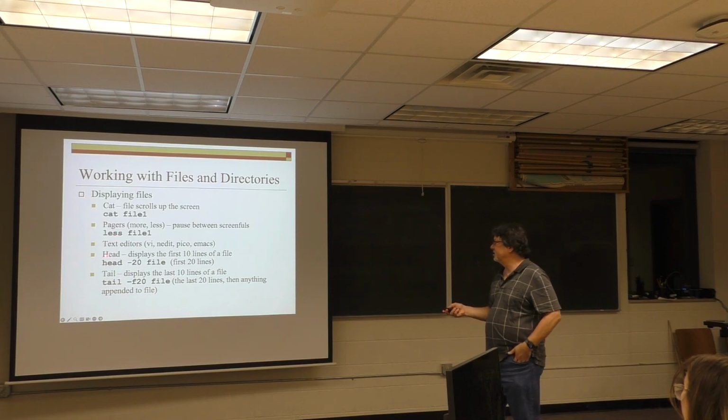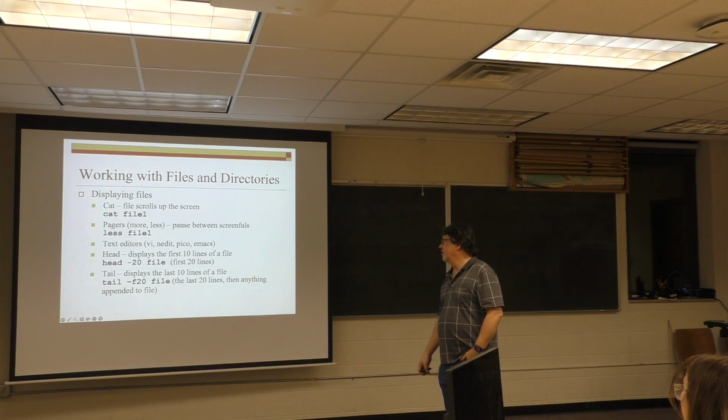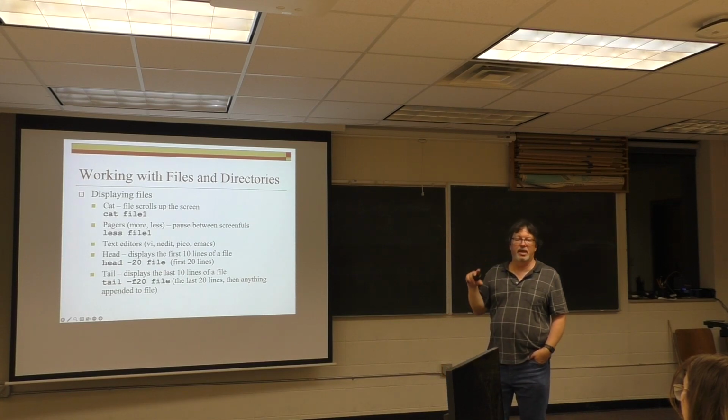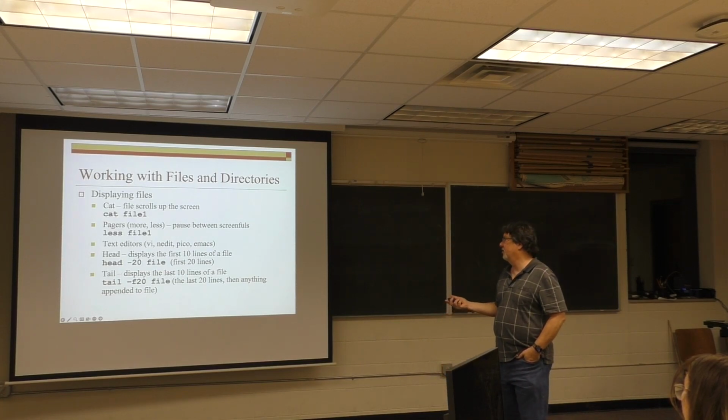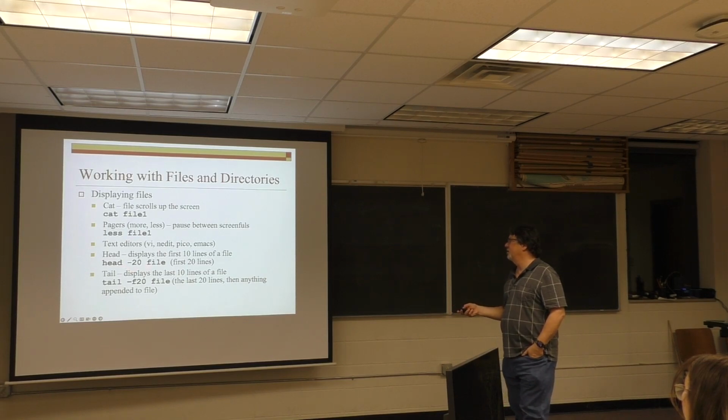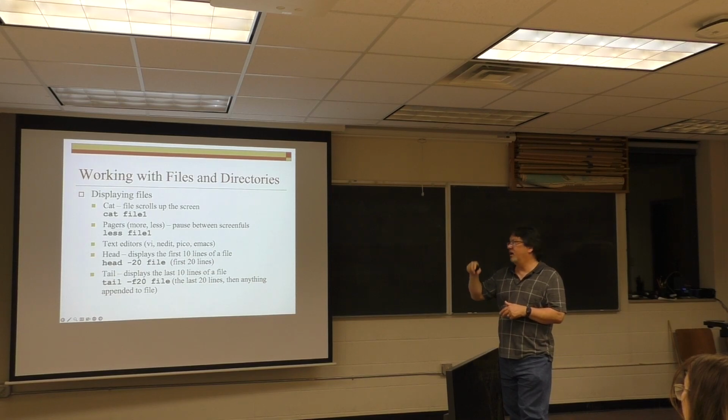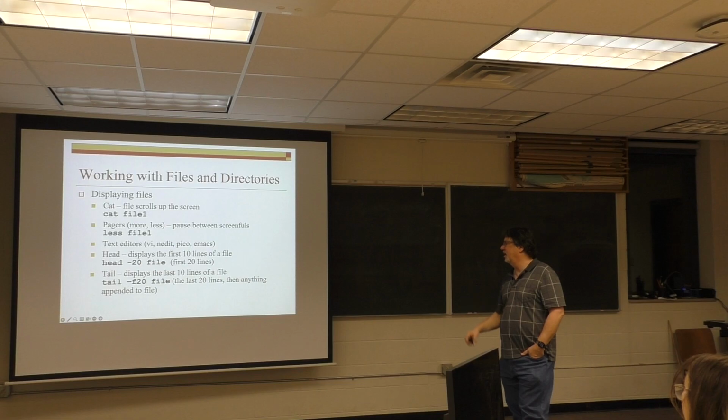We talked about text editors. Head and tail are a couple of commands that will show either the beginning or the end of a file. By default, it's 10 lines. If you give it a number, like head -20 of some file, it'll show you the first 20 lines of that file. Tail -10 or -20 will show you the last 20 lines, or however many lines you tell it to.